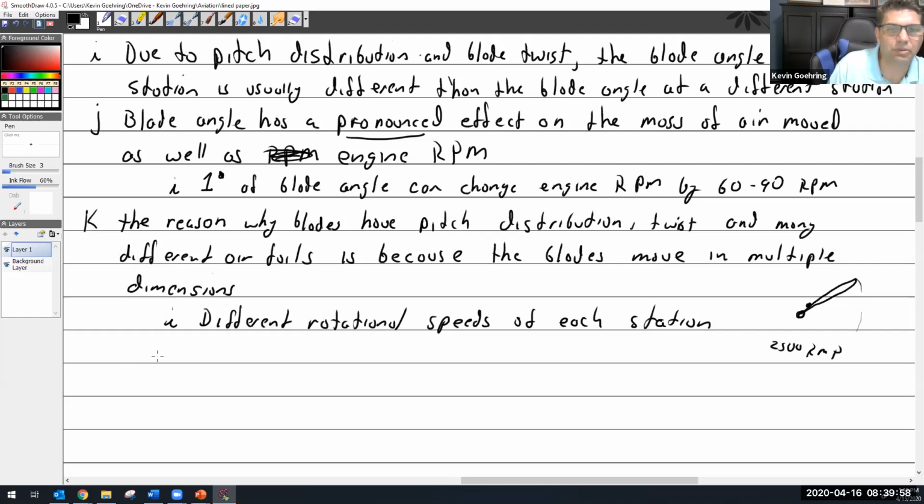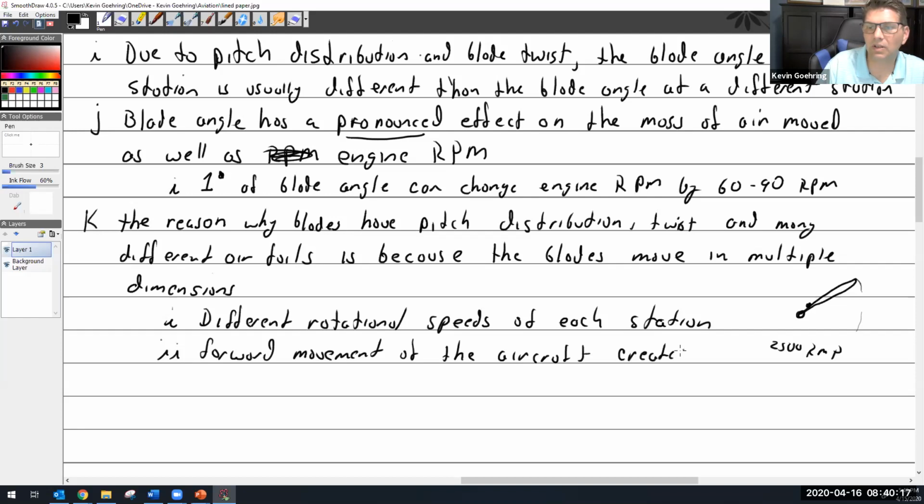All right, number two, forward movement of the aircraft creates different angles of attack. Different angles of attack for each station.